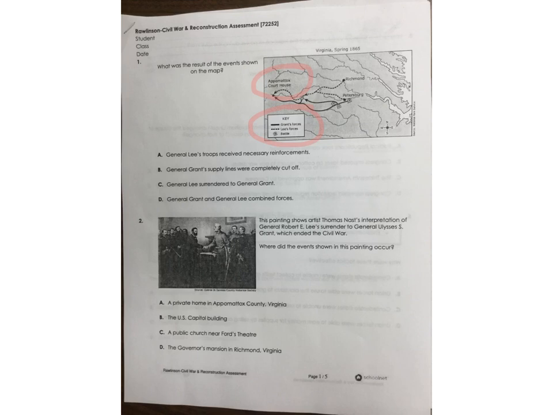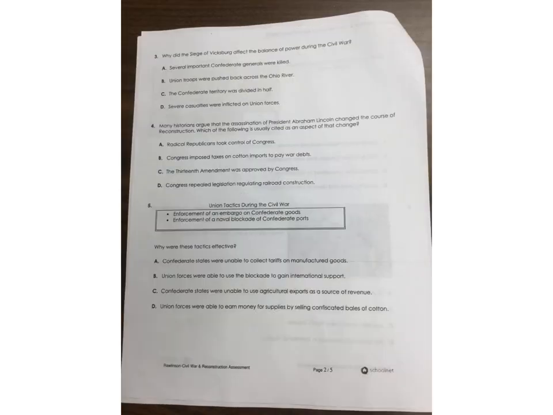A. A private home in Appomattox County, Virginia. B. The U.S. Capitol Building. C. A public church near Ford's Theater. Or D. A governor's mansion in Richmond, Virginia. Look at number 1 and number 2. They are both about the same topic. So if you knew one, you can totally answer the second one.